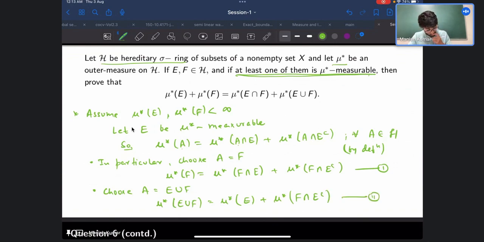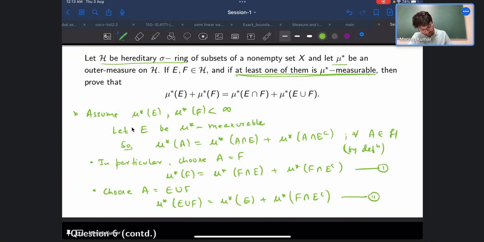So this is the second one. Now again you do the substitution, that mu star of F intersection E complement, you find from here, it will be mu star of E union F minus mu star of E. Put it here, and then you throw mu star E here, you will get this identity. Okay, so you got the result.